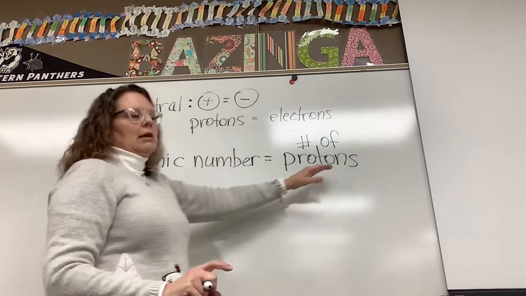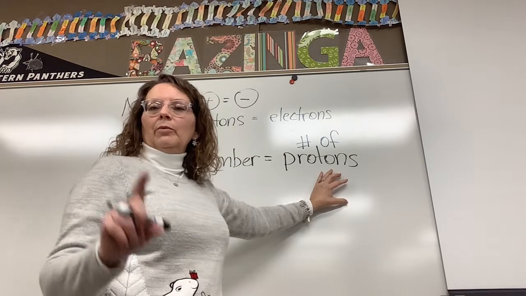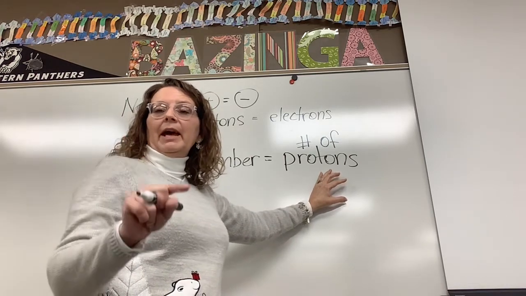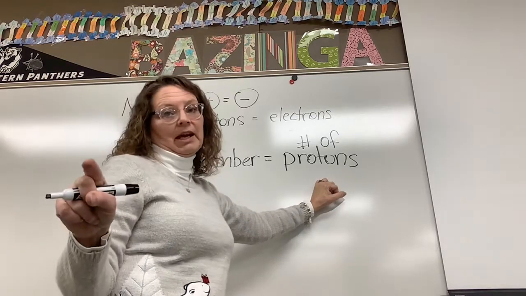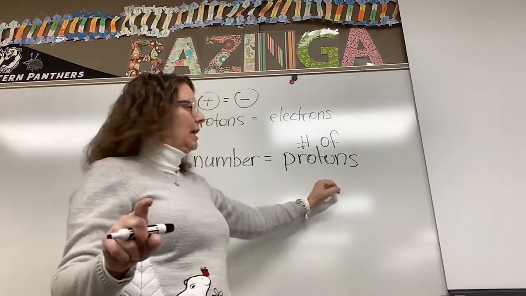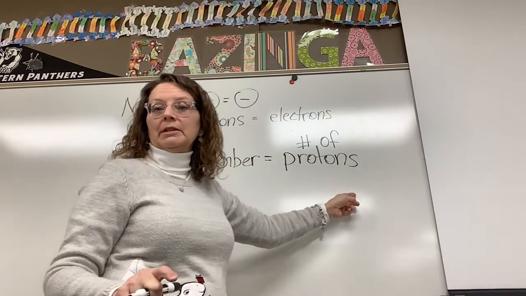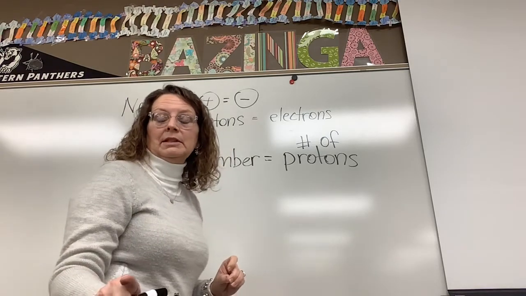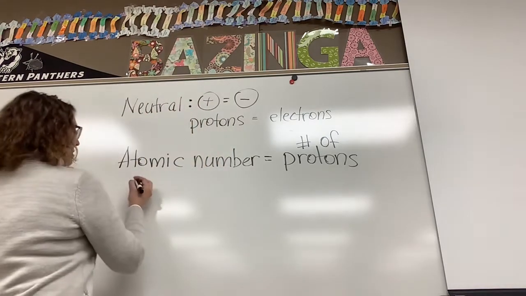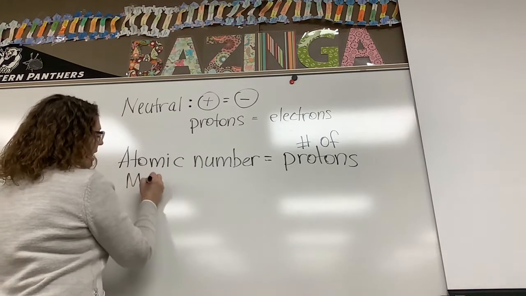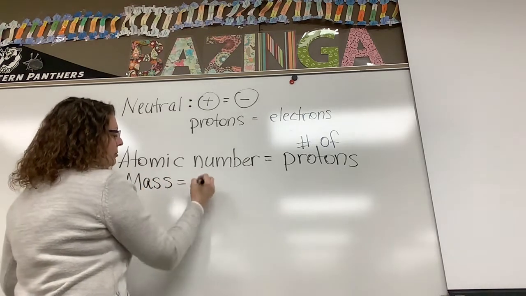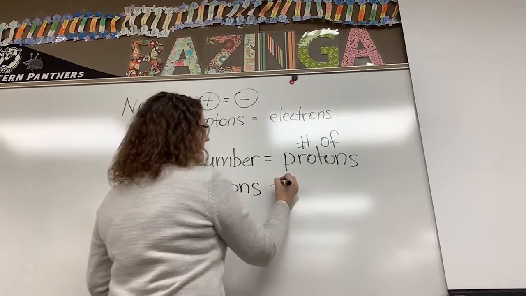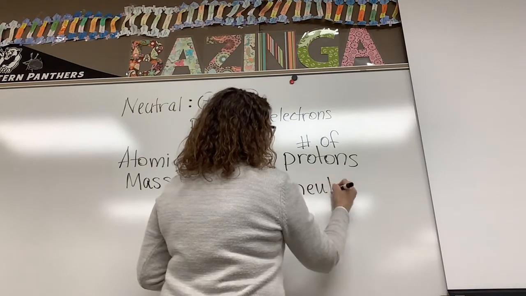Okay? Now I want to know what is the mass of that atom, and then how many neutrons it has. Because if I know the mass, and I know the atomic number of protons, then I know the neutrons, because here's your equation for mass. Is everybody ready for that? Okay, here's your equation for mass. Mass equals protons plus neutrons.